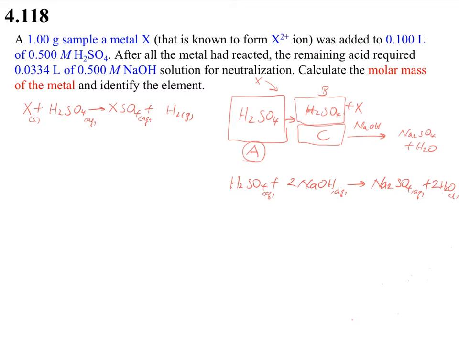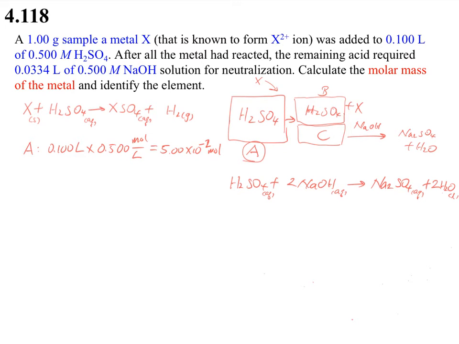At the beginning, the molar number for sulfuric acid in A part is 0.100 liter times 0.500 molar, that is mole per liter, which gives us 5.00 times 10 to the negative 2 mole. Now, how many moles of sulfuric acid reacted with sodium hydroxide? That is the C part.